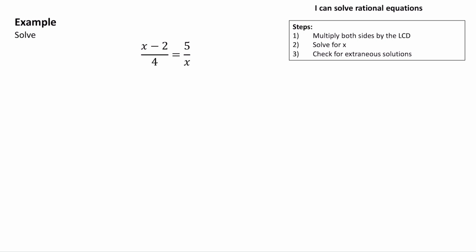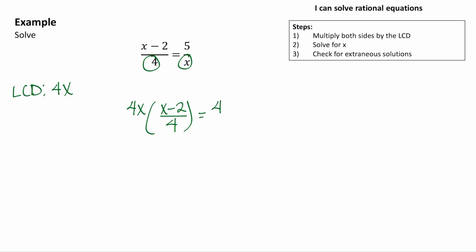So notice the two denominators I have are 4 and x. So my least common denominator is just going to be found by multiplying them because they have no common factors. So my LCD is 4x. So what I'm going to do now is multiply 4x on both sides of my equation. So I have 4x times (x minus 2) over 4 equals 4x times 5 over x.